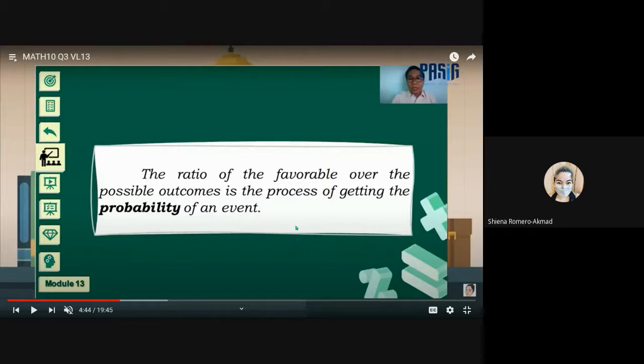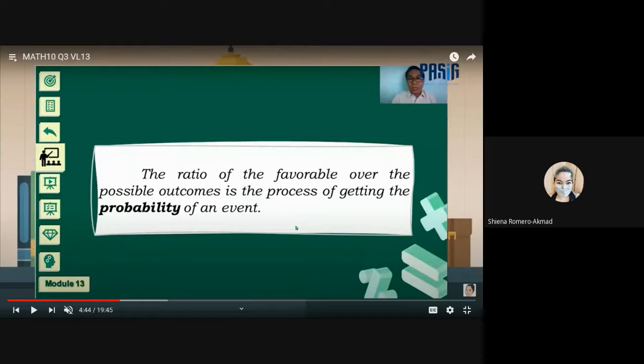Eh kung kalahati lang yung posibilidad na mangyari siya, that's 50%. Or in fraction, 1/2. So as you can see, sa probability, 0 or 1. 0 represents that something will not happen, that event will not happen, and 1 if something will surely happen. And in between them, we have fractions, pwedeng kalahati lang yung posibilidad na mangyari itong bagay na to. 1/4 lang, 1/8, and so on. Pwede rin namang 75% this event will happen, or 75% this event will not happen. So our probability is from 0 to 1.